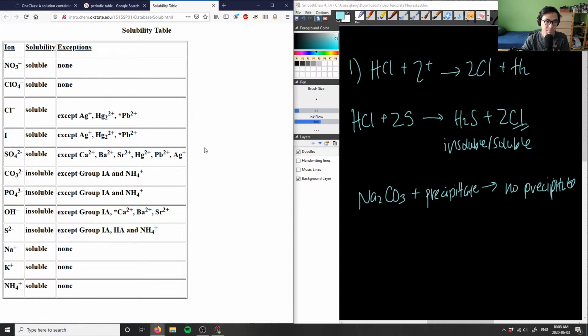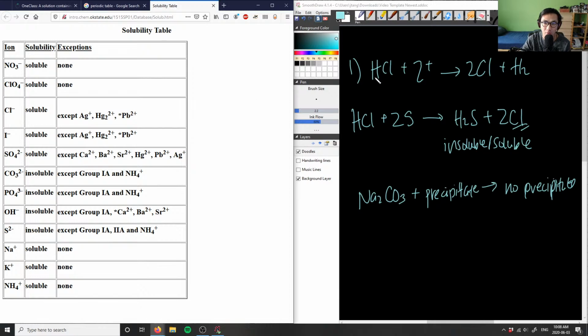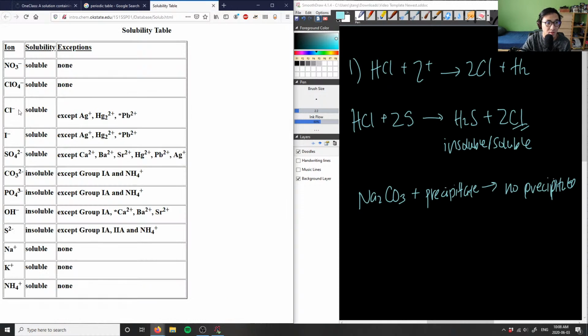And it says here, we want to look at this first step because we're treating these metal cations with dilute HCl first, and no precipitate formed. So when we're looking at Cl here, Cl is going to be the anion, and the metal is going to be our cation, right? We have all these metals for our cation here. So it says Cl minus is actually soluble, which is good, except for these compounds. So we have silver, mercury, and lead.